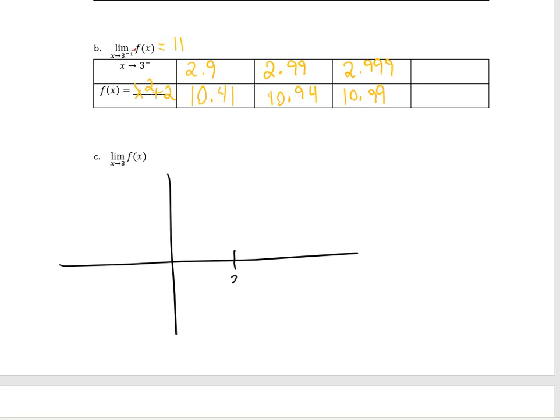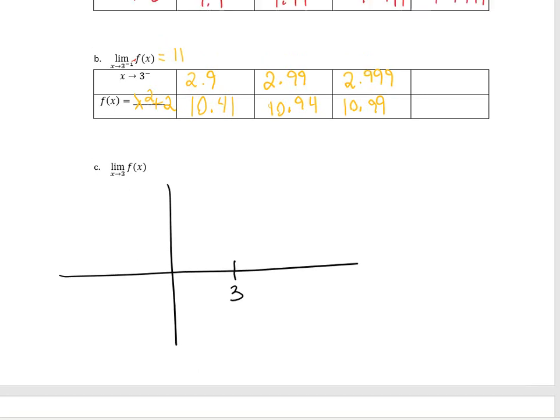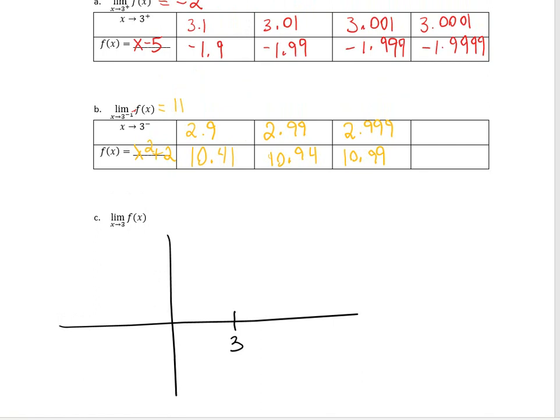Okay, so we have our x value of 3 here. Now, as I approach from the right-hand side, what it looks like is happening is I'm plugging into x minus 5, and the y value is approaching negative 2. So that is going to look like this guy. So I have negative 2 for my y value.